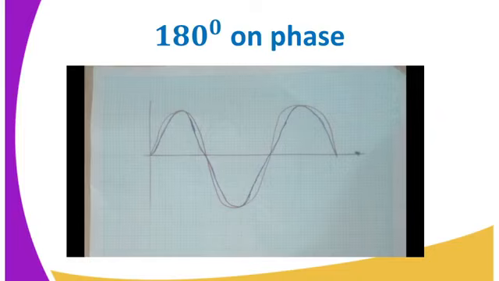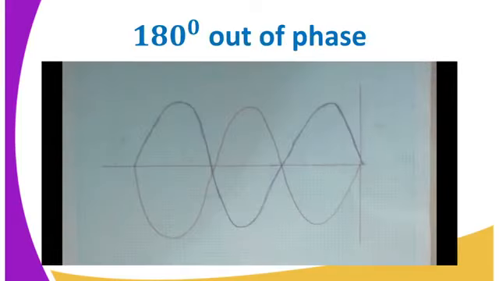Apart from 180 degrees on phase, I want us now to look at when the wave is said to be 180 degrees out of phase. When do we say that a wave is 180 degrees out of phase? First, I began by saying that when we talk about 180 degrees, this means that the amplitude remains the same. The amplitude of the wave does not change.